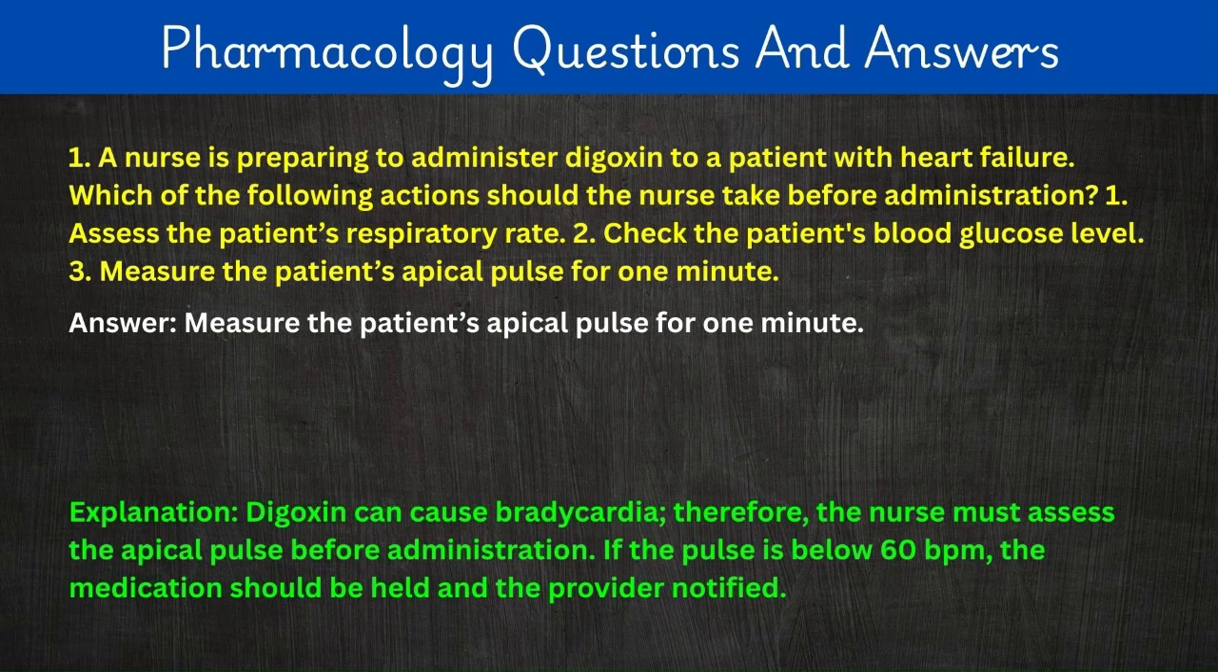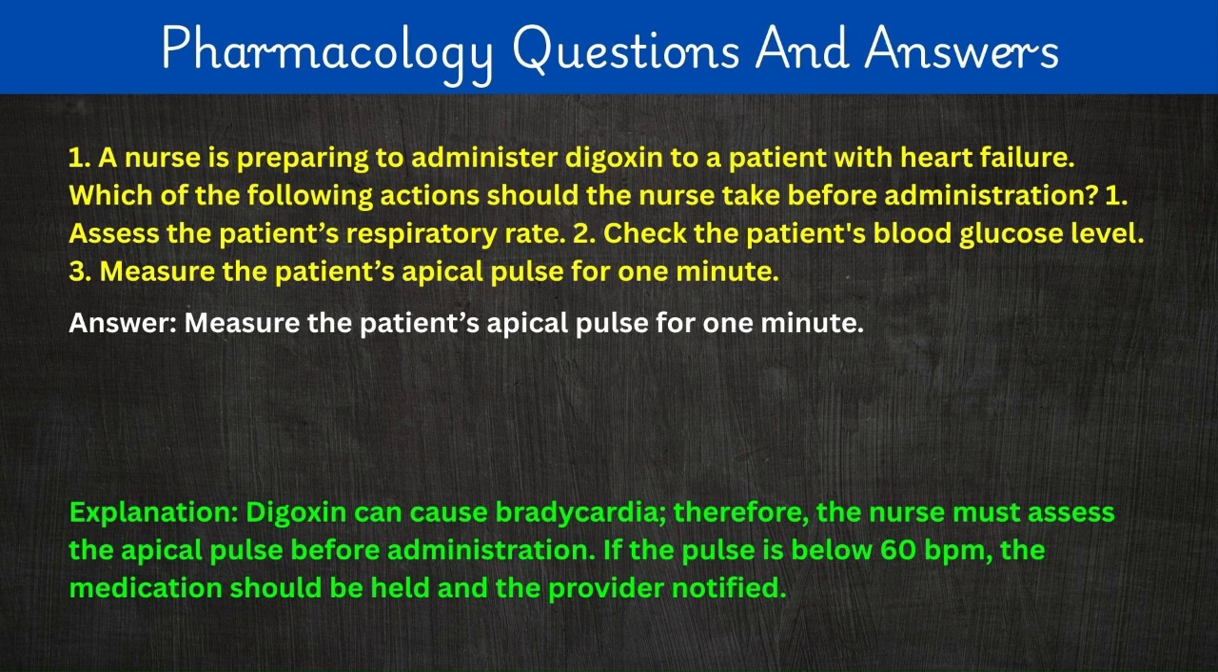1. A nurse is preparing to administer digoxin to a patient with heart failure. Which of the following actions should the nurse take before administration? 1. Assess the patient's respiratory rate. 2. Check the patient's blood glucose level. 3. Measure the patient's apical pulse for 1 minute.